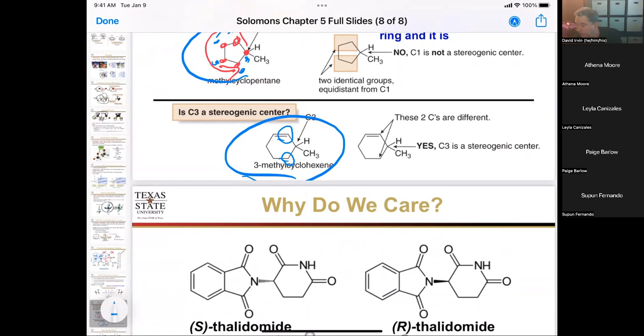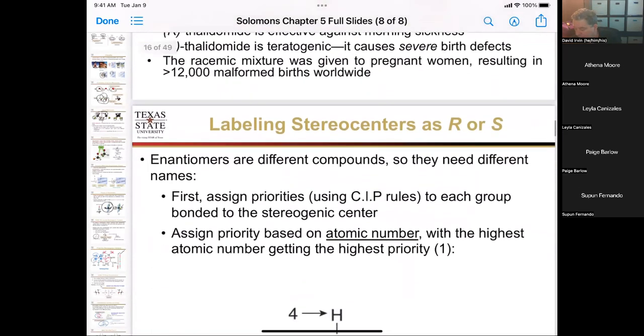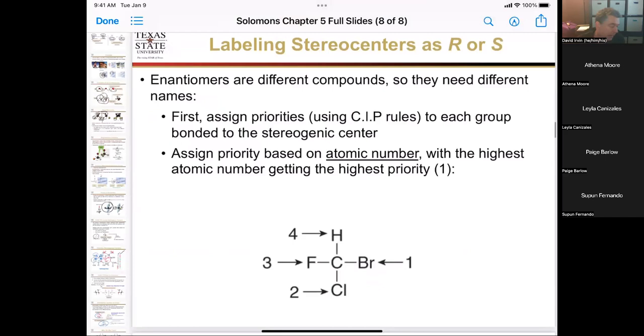Okay, all right, I'm gonna skip that and go to our labeling. Okay, so I said before that our stereoisomers are the same except for their name. Their prefix is going to be cis and trans, or we're going to use R and S. So how do we tell the difference between R and S? Okay, first of all, when we draw our enantiomers, one's going to be R and one's going to be S. Okay, but we have to know how to assign these.